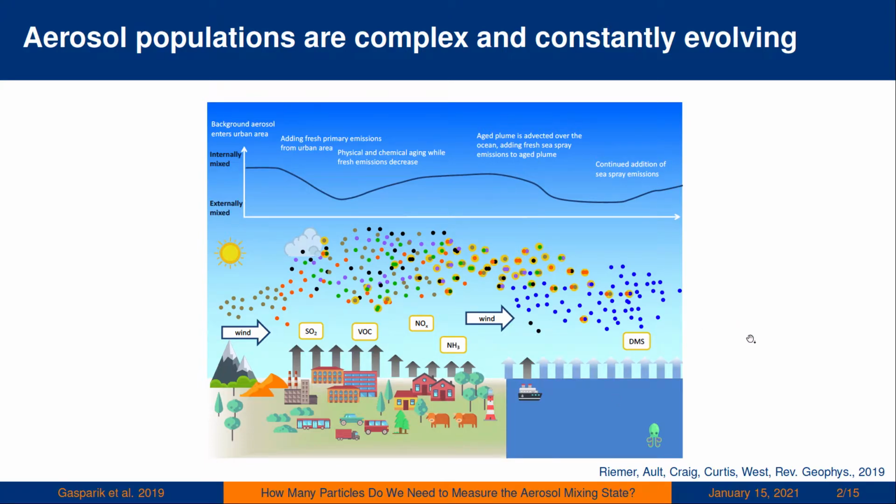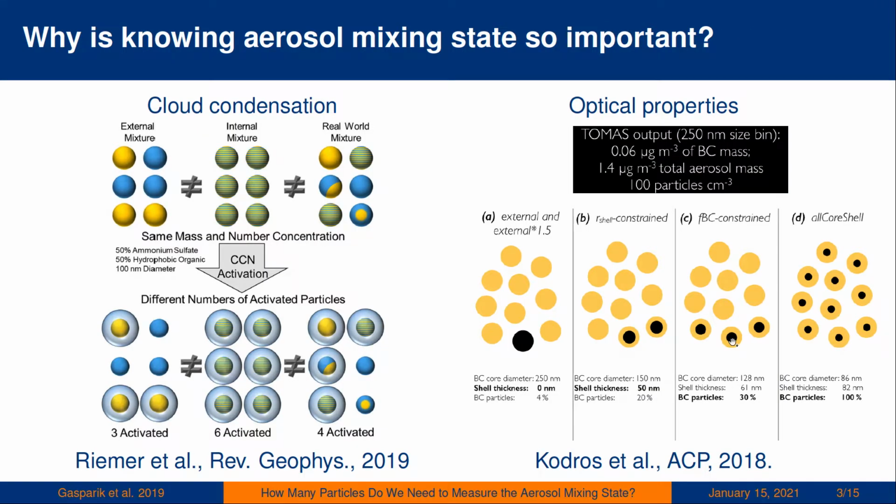So as we can see here, if you think of how the aerosol mixing state is evolving, it's very complex. It's becoming more homogeneous and less homogeneous over time. So why is knowing the aerosol mixing state of such great importance? Here I have two examples of how aerosol mixing state can be very important.